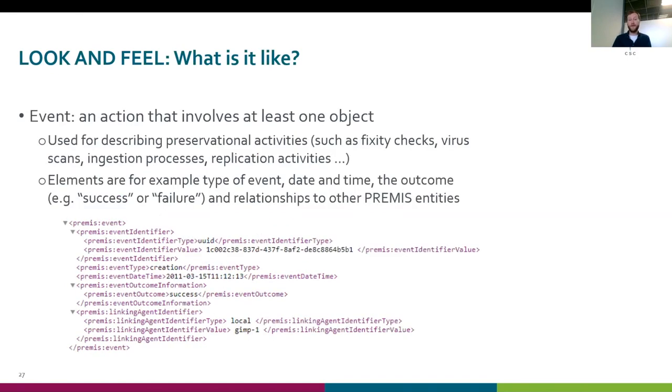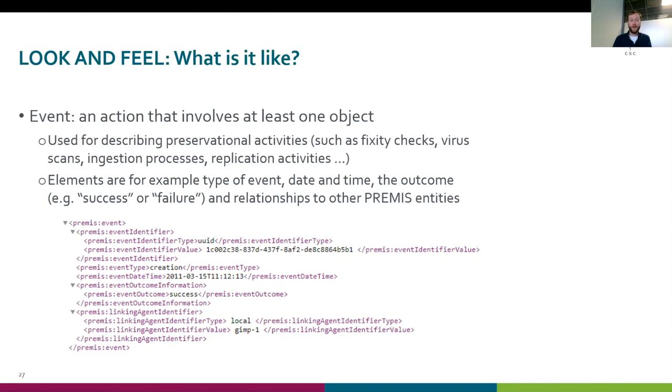So the PREMIS event describes an action that involves at least one object. And these actions are used for describing preservation activities that the objects, the digital data, are subject to, such as fixity checks, virus scans, ingestion processes, replication activities, and so on. It's important to document what happens to a document in the repository for future use and reference.